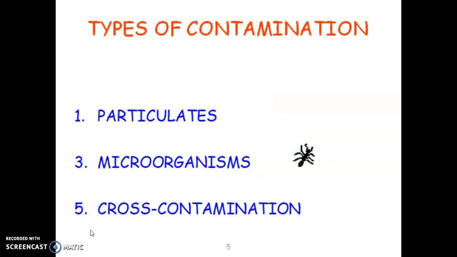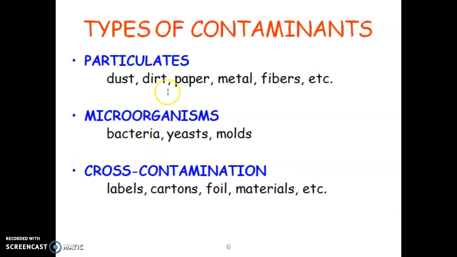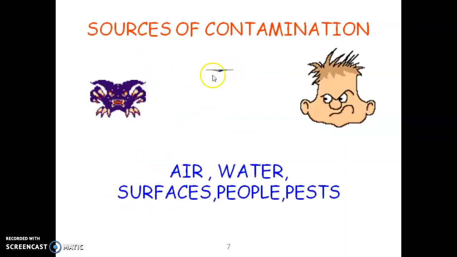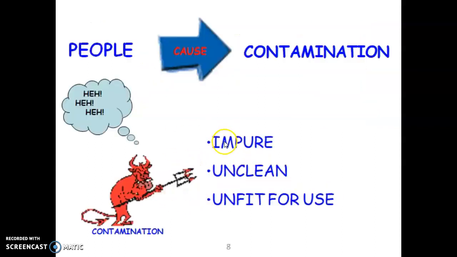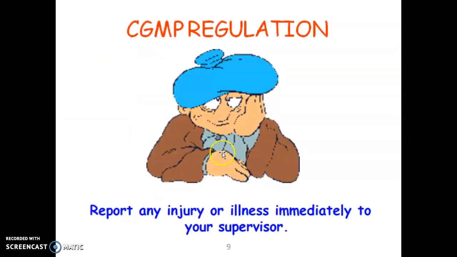Types of contamination which occur during the manufacturing of products: particulate matter, microorganisms, and various cross-contaminations. Examples are shown here: dust, dirt, paper, metal fibers, microorganisms, cross-contamination through the various packaging materials. Sources of contamination are air, water, various working areas, and we are the main source. So such practices can cause cross contamination.